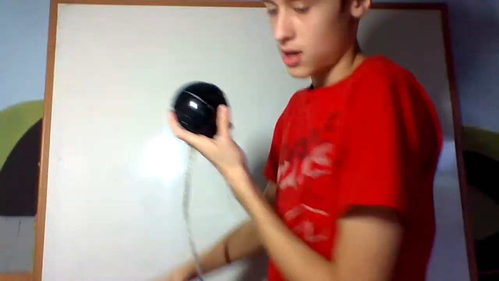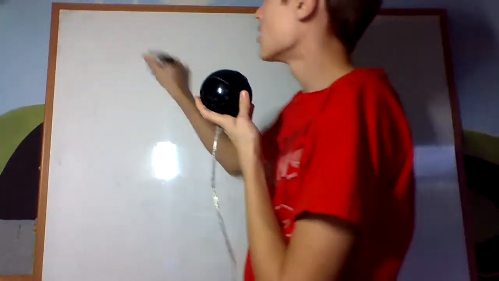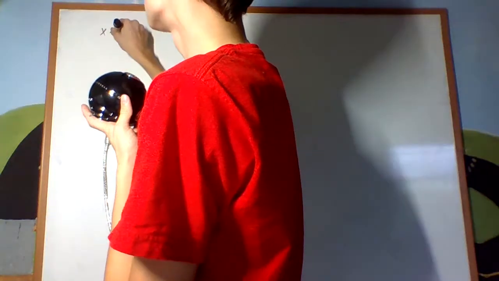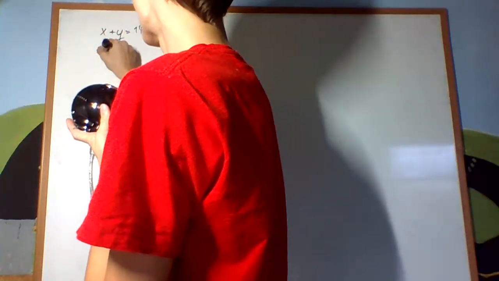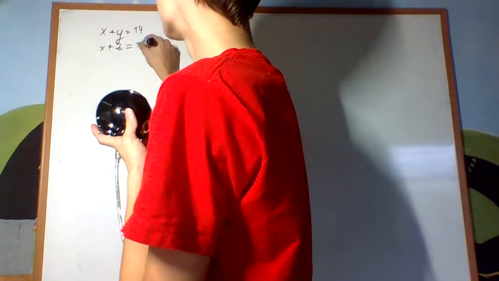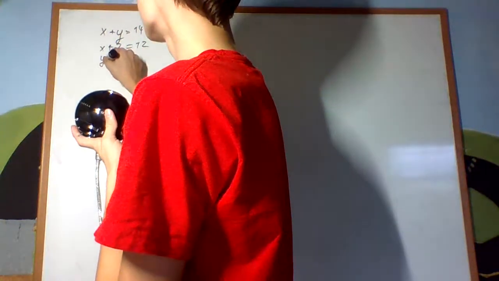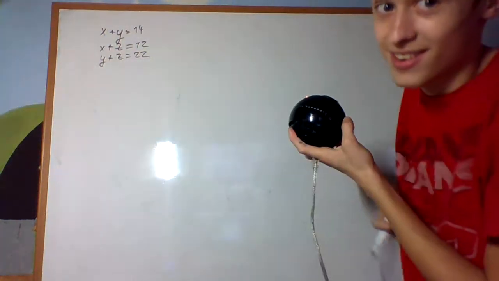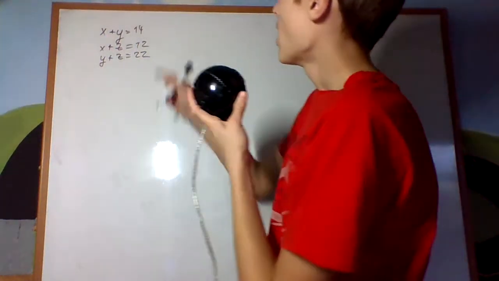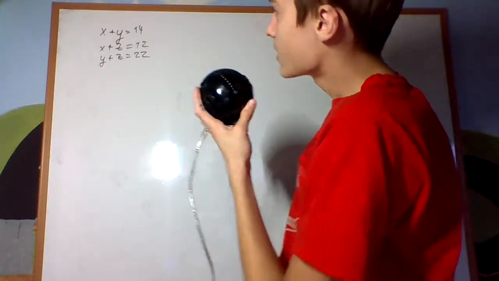But here's another one. If I have it that x plus y is 14, x plus z is 12, and y plus z is 22. I believe this is the problem. I don't know. Okay, how can I solve for x, y, and z?